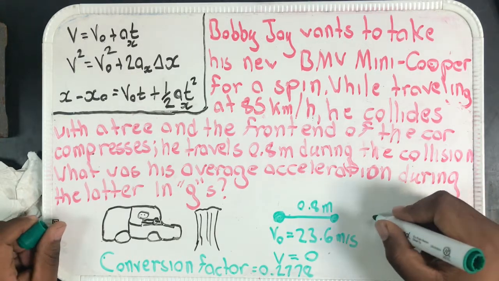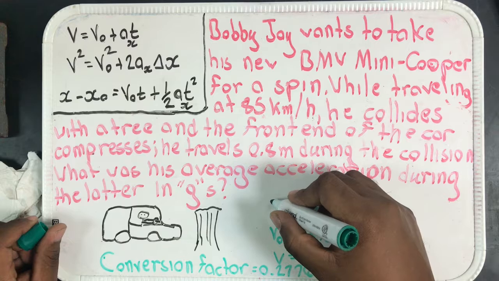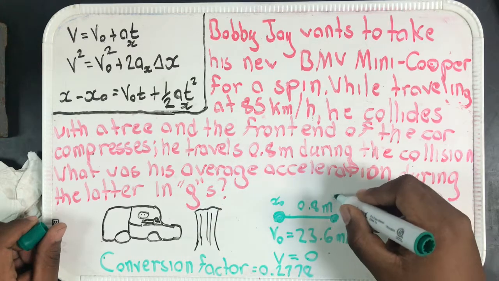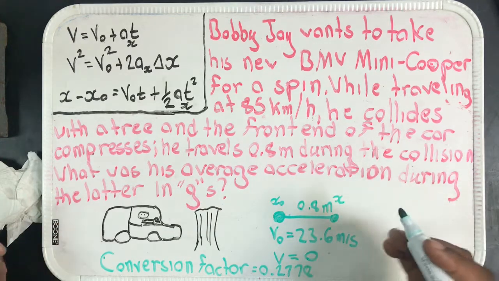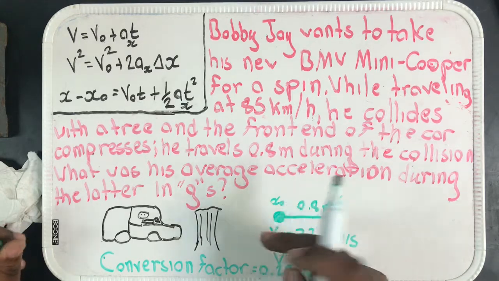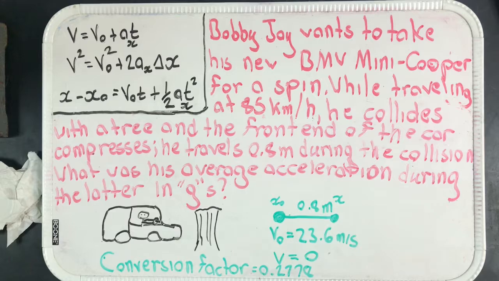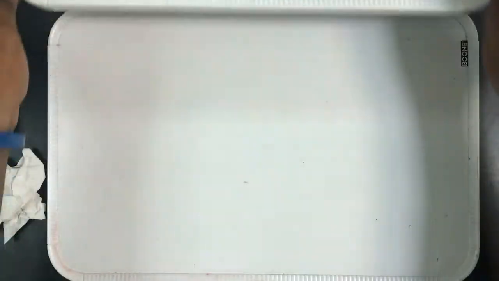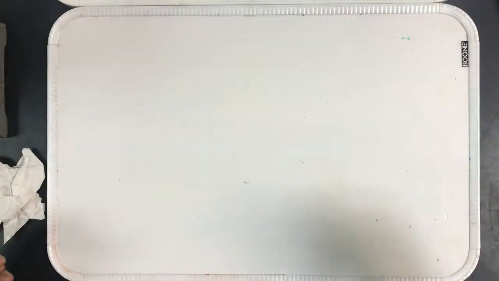So we have a few things. We're going to take this point as x naught. We're going to take this point as x. So our change in displacement will just be final minus initial, which will just be this 0.8 meters. And I think we're ready to actually begin to solve this.